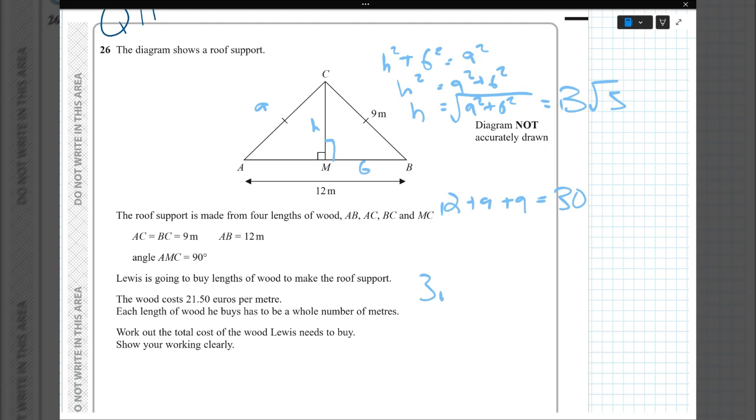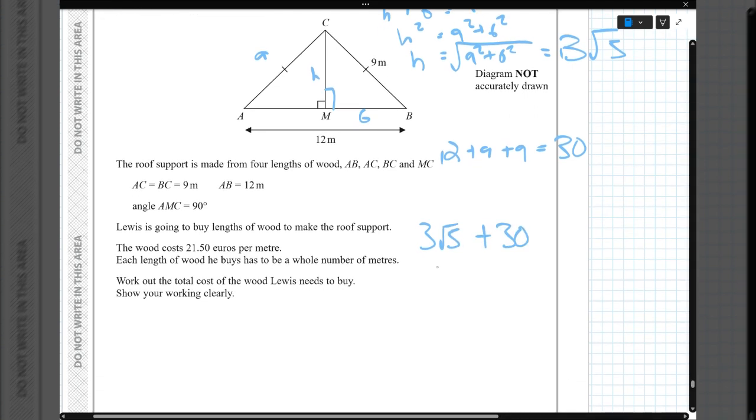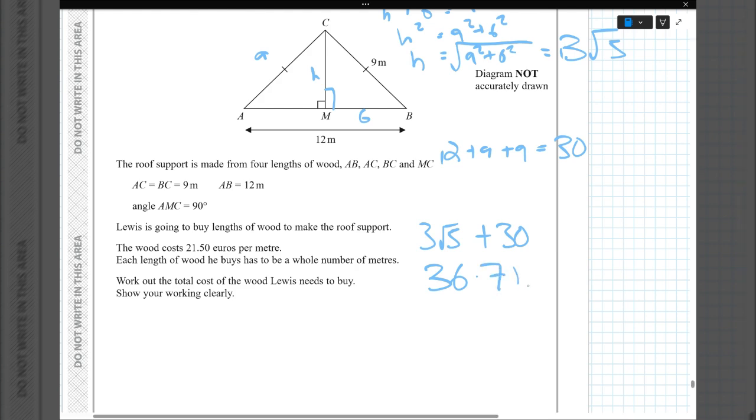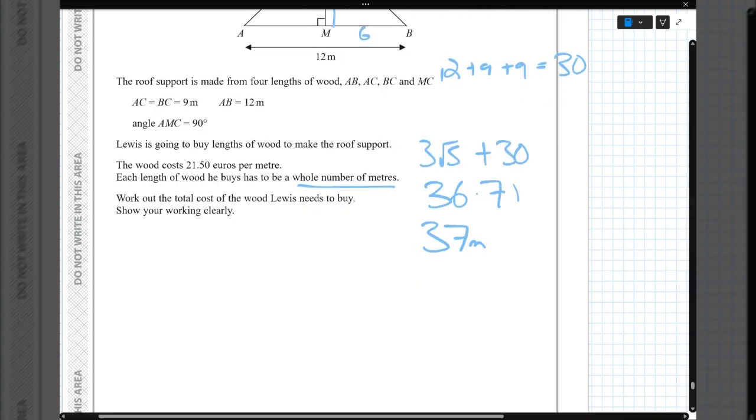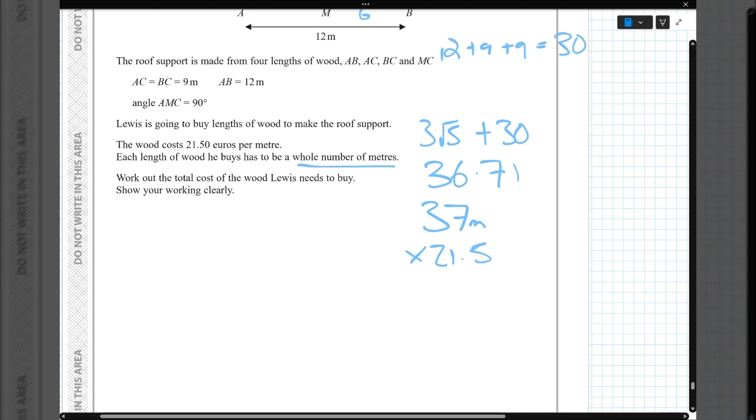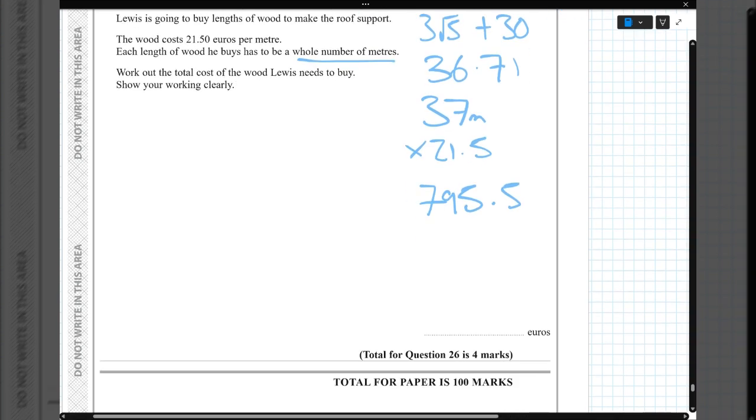So 3 root 5 plus 30 is our length, but that's no good. We need it as a decimal, so it's 36.71. Now we need to buy whole numbers of meters, which means we need 37 meters, and that's going to be multiplied by 21.5 euros, which gives us 795.5 euros. 795.5. There we go.